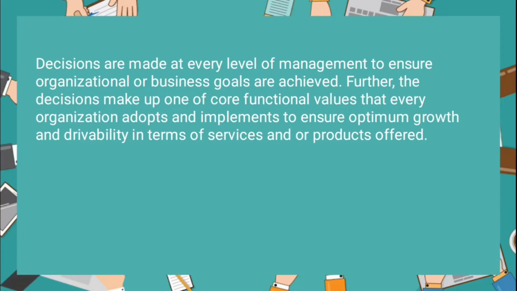Decisions are made at every level of management to ensure that the organizational and the business goals are achieved. Further, decisions are made on the basis of the core functional values that every organization adopts and implements to ensure optimum growth and profitability in terms of the services or the products offered. Decisions are taken by top managers, middle managers and lower managers, and it is a continuous activity. Now let's understand the different types of decisions.